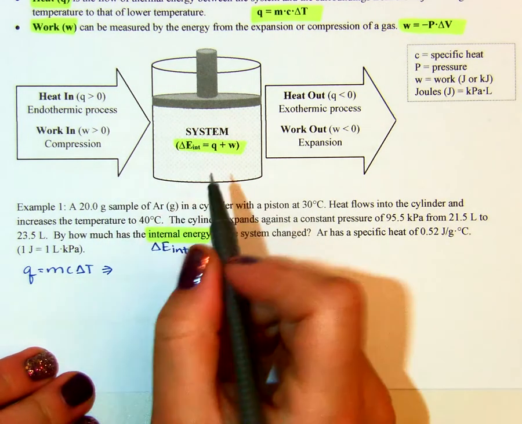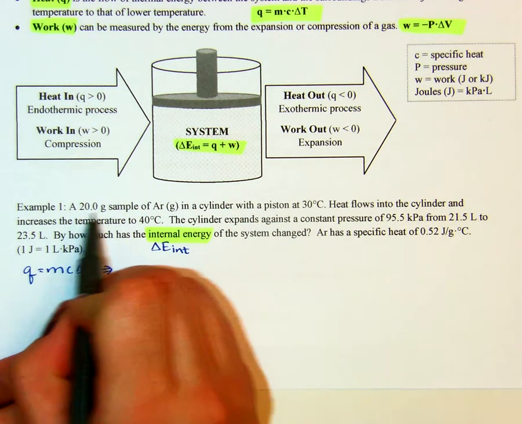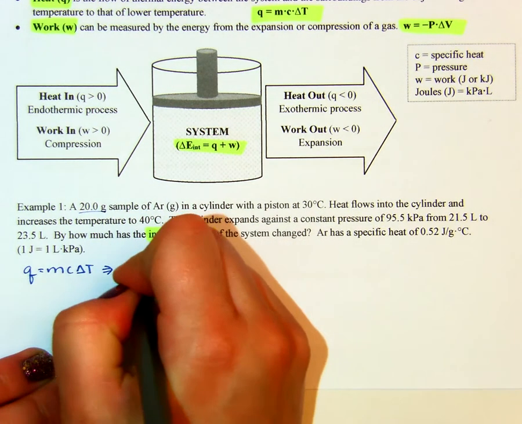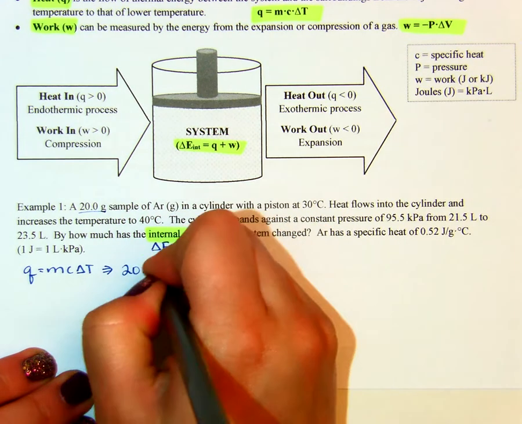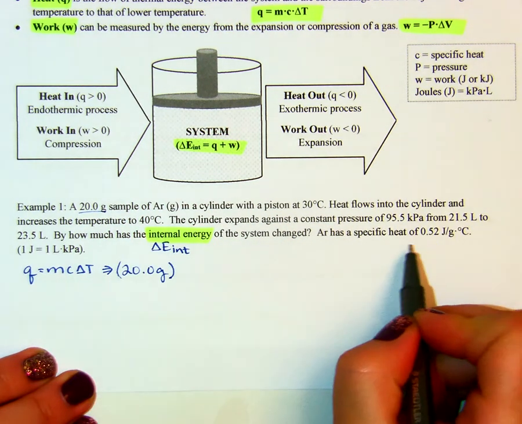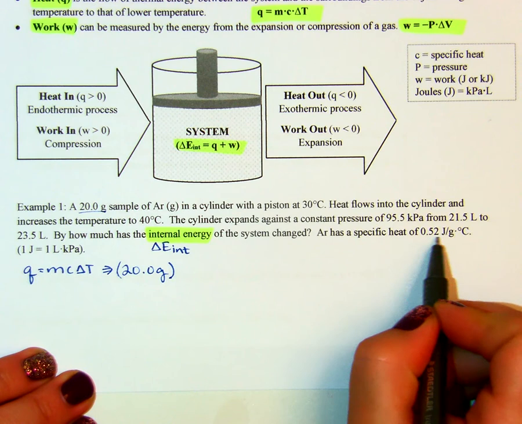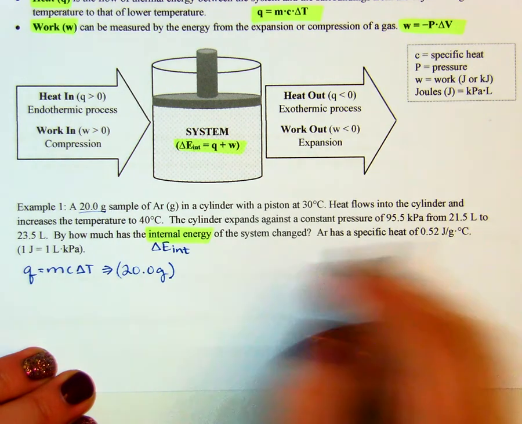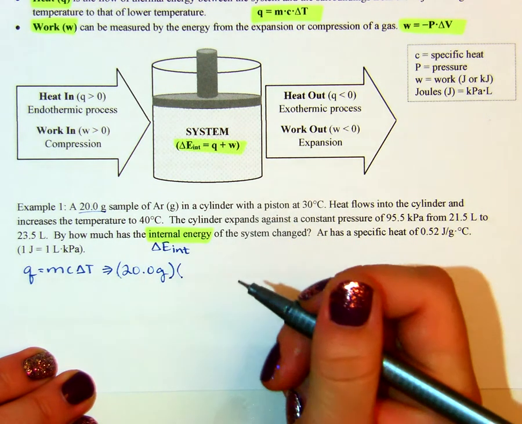My mass of my argon, so a 20 gram sample of argon, is 20.0 grams. The specific heat of argon is given to me here, 0.52 joules over grams times degrees Celsius. So again, I'm going to keep all my units here so I can make sure this all works out.